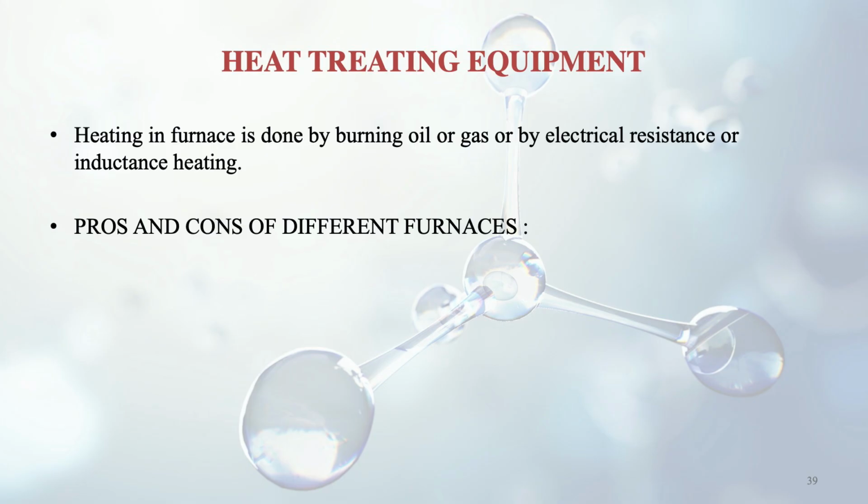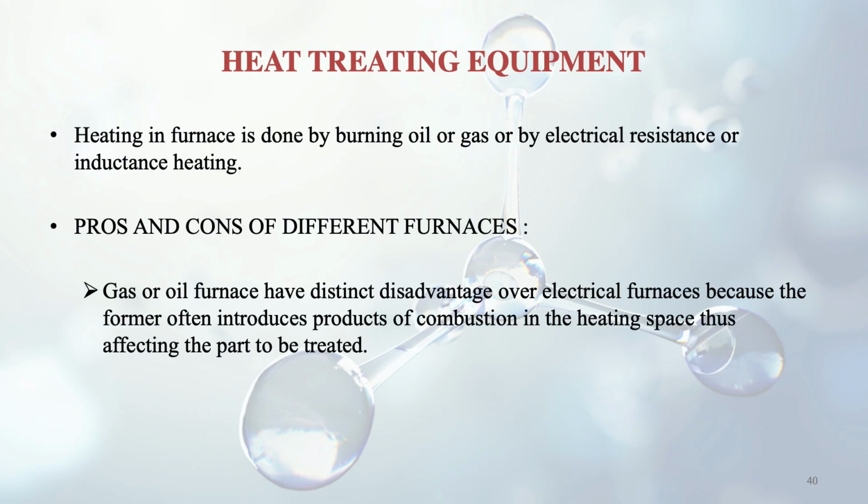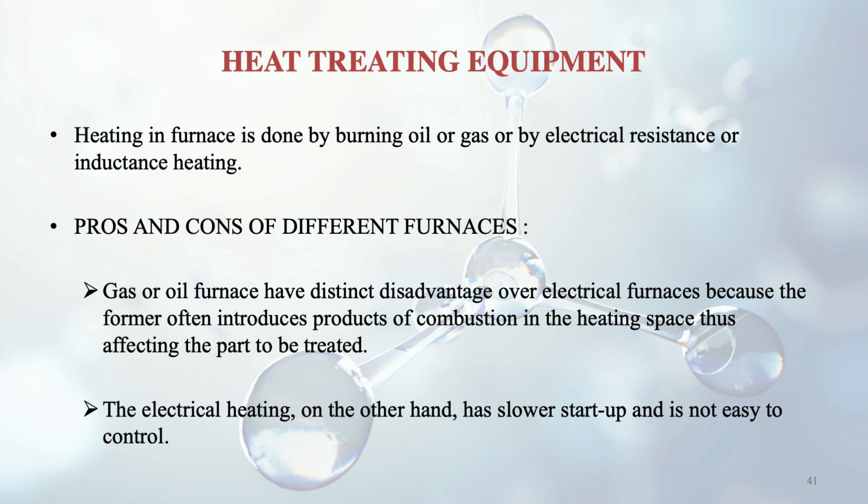Now we see the different types of furnaces. What are the advantages and the disadvantages? The gas or oil furnace has a distinct disadvantage over the electric furnace, because certain products of combustion will be added to the specimen, and it will result in impurity, and different microstructures can be there. In the case of the electric furnace or electric heating, the disadvantage is that it has a slower startup and it is not easy to control.